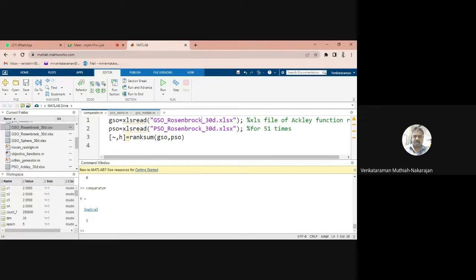You must remember, it is not that one algorithm is better than another algorithm. As we have seen yesterday, the no free lunch theorem dictates that no algorithm can claim superiority over any other algorithm. An algorithm can do better over another algorithm only on a case-to-case basis of the function. In this case, for Rosenbrock function, GSO performs better than PSO.